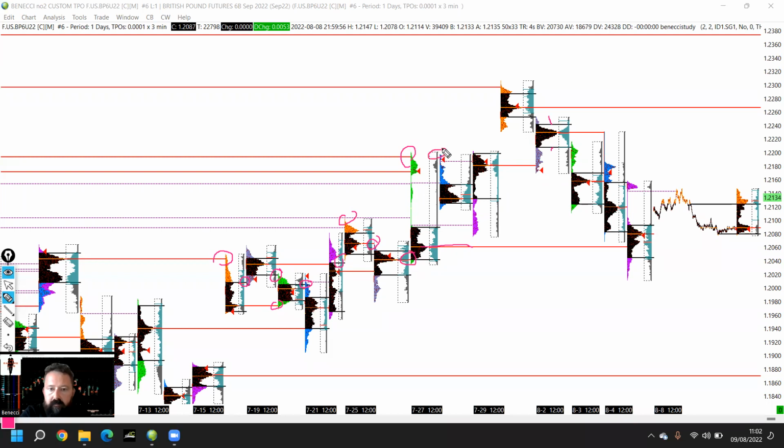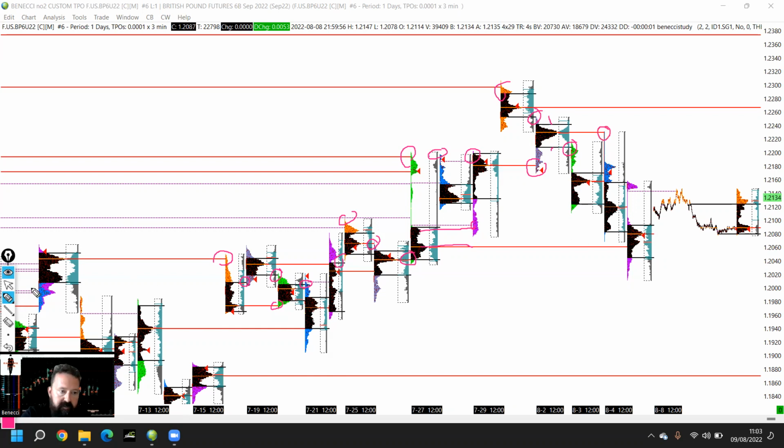From the high, we filled the single print and reacted from this value area here. Point of control, value area low, value area low. This one zipped up here to this point of control. That was a news release.